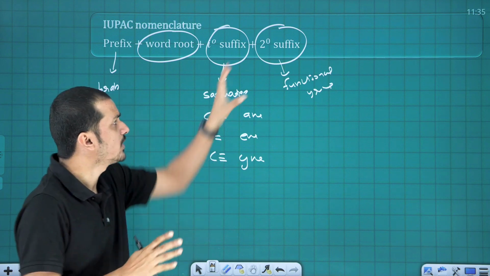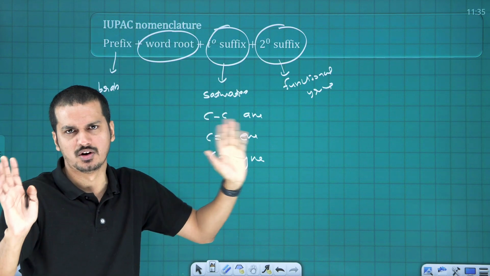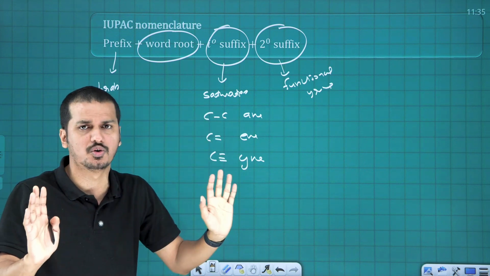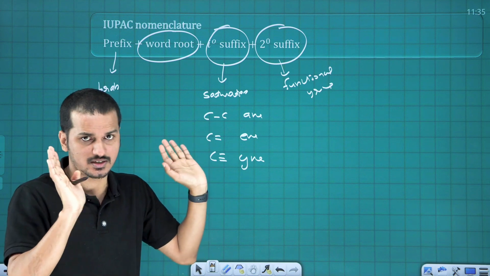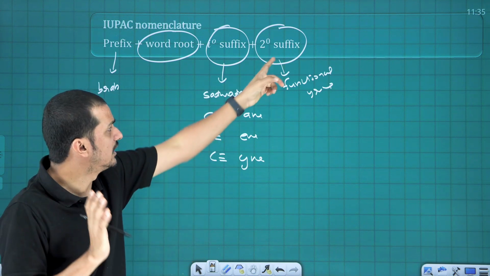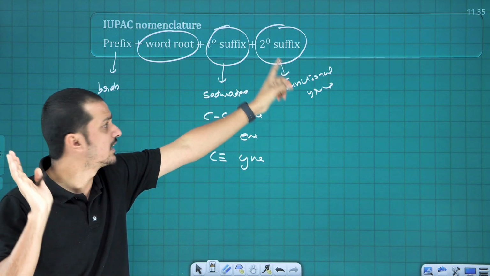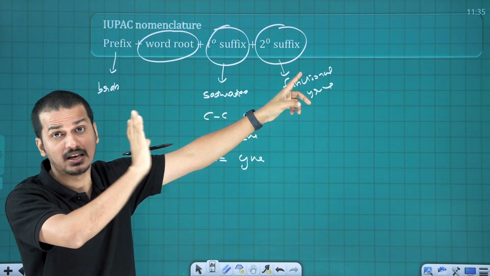Whenever you are choosing the functional group and the branch, for the branch there is only one rule: alphabetical order. The one which comes alphabetically first will be written first and given the number first. In the case of the secondary suffix, the functional group has high priority. It should get the least number, the minimum number.